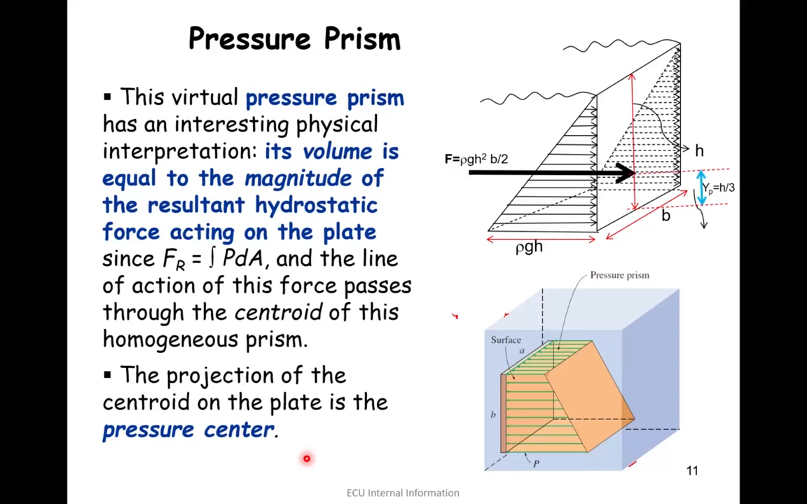But pressure prism is a virtual distribution of pressure on the surface that we are investigating. Sometimes it is easy to work out, sometimes it is difficult. Then we need to go based on the formula.